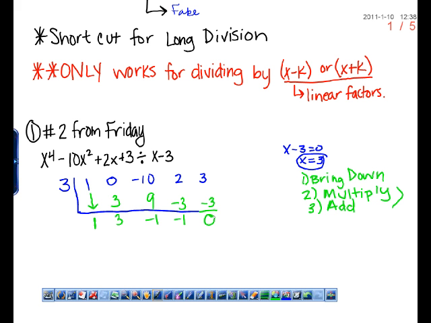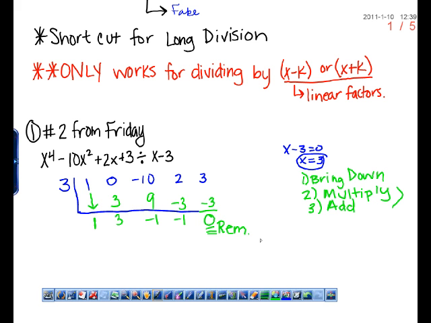Okay, so let's talk about what this in fact means. That 0 right here, this 0, that's your remainder. The last number you get, the last number in synthetic division, that's your remainder. Tell me what a remainder of 0 tells us. What's a factor? X minus 3 is a factor. Good. So what else does that mean?